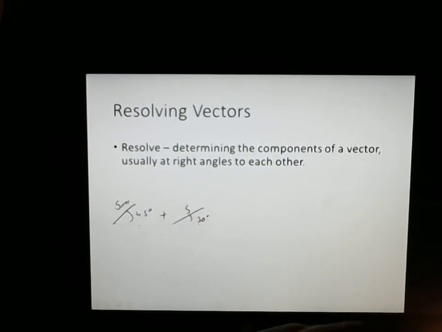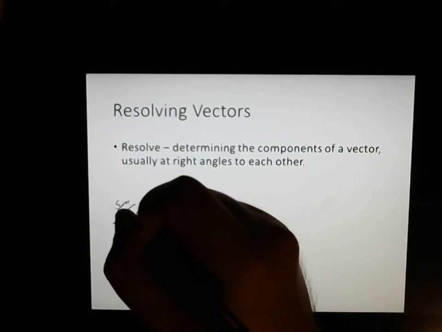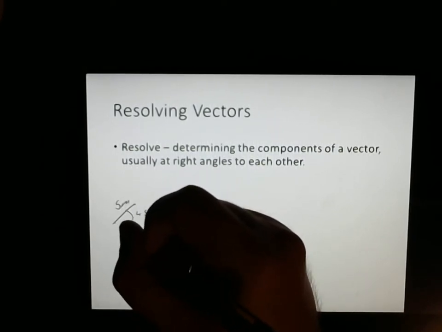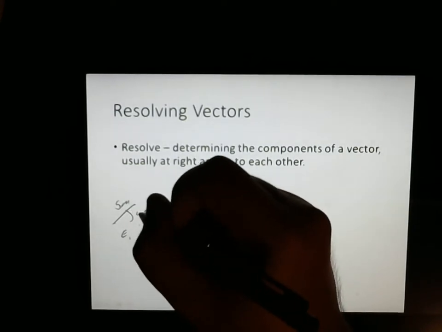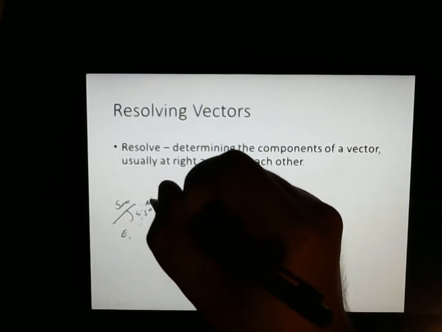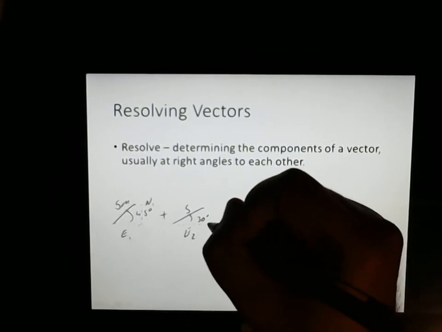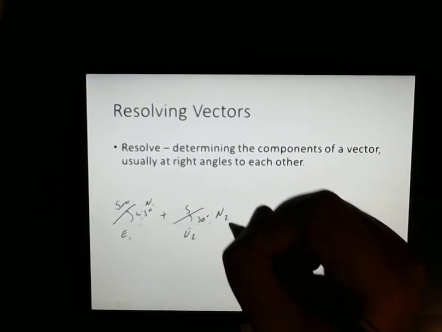So what I firstly really need to ask is, how much of this 5 meters here is going to the east? Let's call that east 1. And how much of this is going north? We'll call that north 1. Same thing here. How much of this is going east? We'll call that east 2. How much is going north? We'll call that north 2.